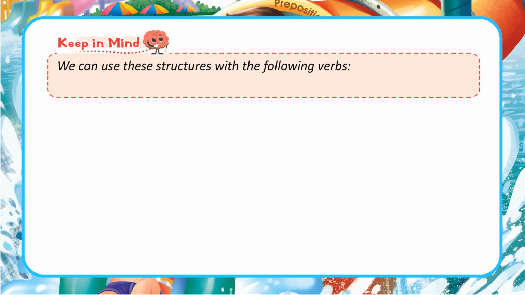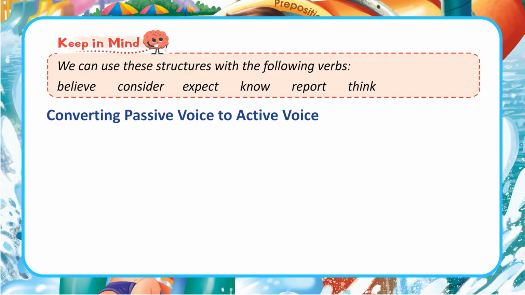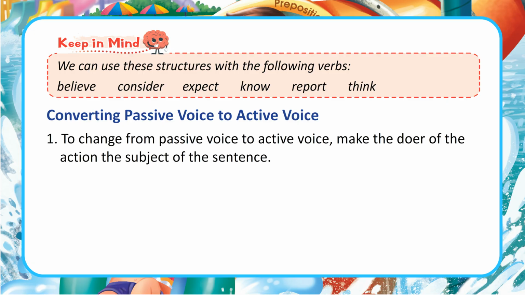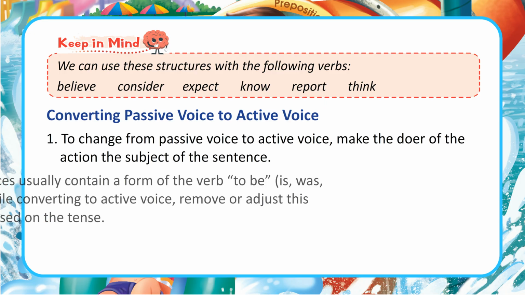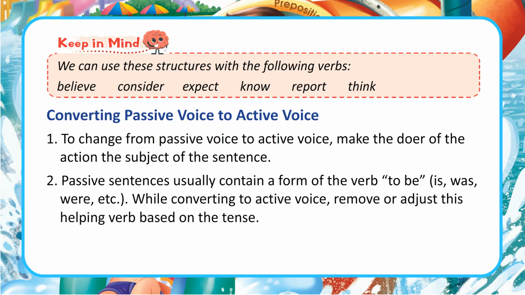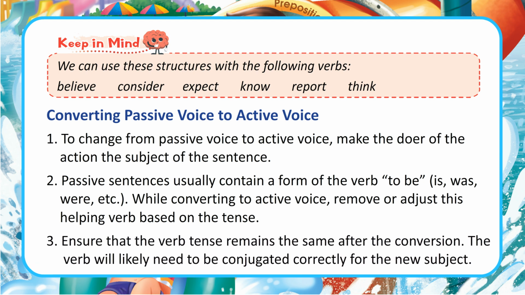Keep in mind, we can use these structures with the following verbs: believe, consider, expect, know, report, think. Converting passive voice to active voice. 1. To change from passive voice to active voice, make the doer of the action the subject of the sentence. 2. Passive sentences usually contain a form of the verb to be: is, was, were, etc. While converting to active voice, remove or adjust this helping verb based on the tense. 3. Ensure that the verb tense remains the same after the conversion. The verb will likely need to be conjugated correctly for the new subject.